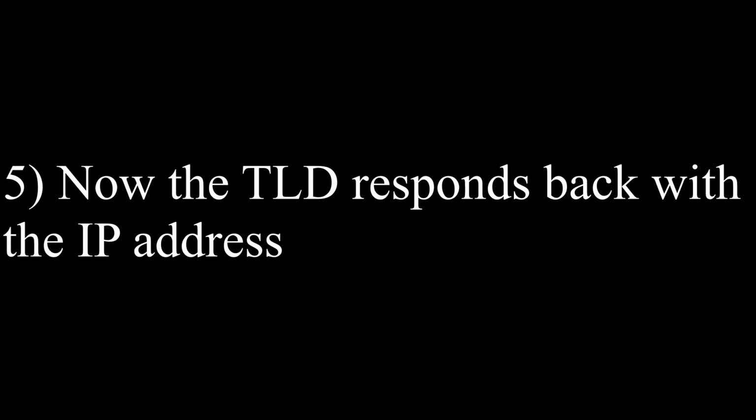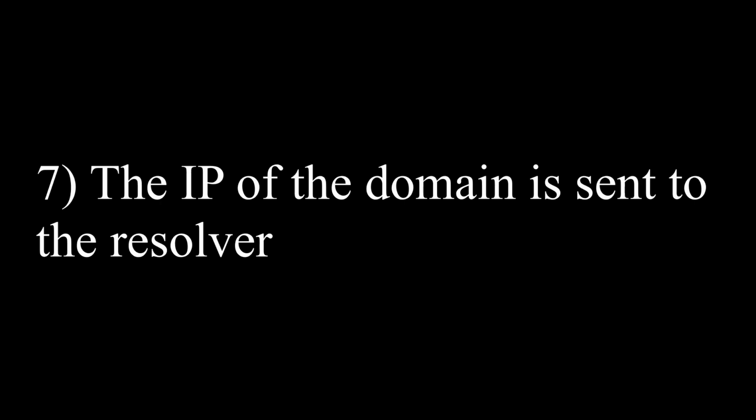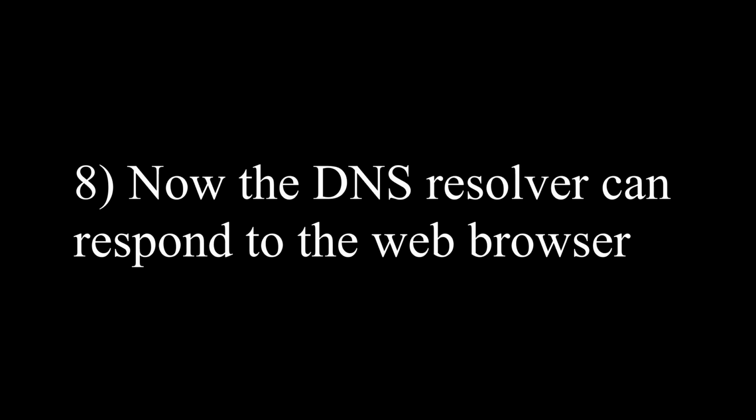The fourth step is the resolver then makes the request to the .com TLD. The fifth step is the TLD server then responds with the IP address of the domain's name server. The sixth step, lastly, the recursive resolver then sends the query to the domain's name server. The seventh step, the IP address of example.com is then returned to the resolver from the name server. The eighth and final step, the DNS resolver then responds to the web browser with the IP address of the domain name that was requested initially.